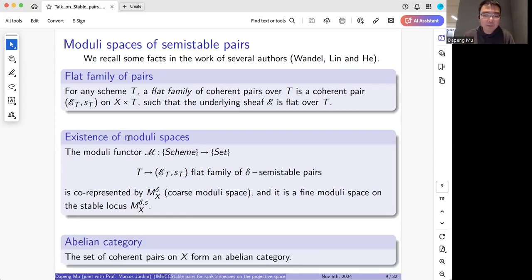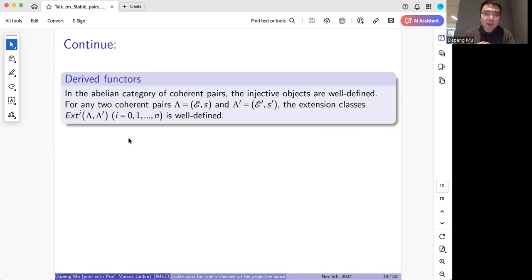So maybe let me mention that the set of all coherent pairs on X forms an abelian category. Okay, so then we can talk about the derived functors. Still, I will just state some basic results, but I will not go into the details. In the abelian category of coherent pairs, we can define injective objects. We can define the higher derived functors of the Hom functor. So it makes sense that for any two pairs, we can talk about the extension classes. So this is well defined.